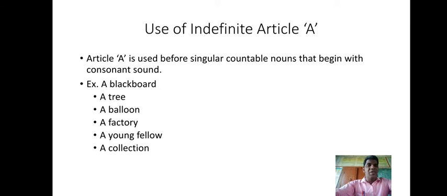Similarly, a tree. Here the initial sound is t sound. Tree is singular, tree is countable, sound is consonant, t sound. Similarly, in balloon we have b sound, in factory we have f sound, in young fellow we have y sound, and in collection we have k sound. So all these words have consonant sounds as their initial sounds, and that is why they take article a.